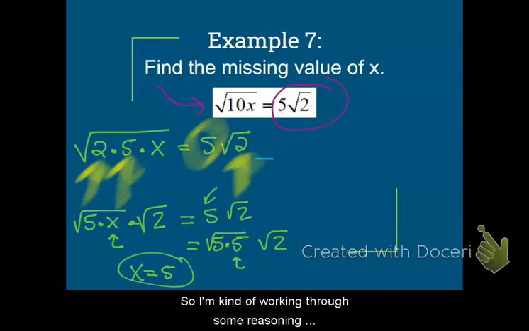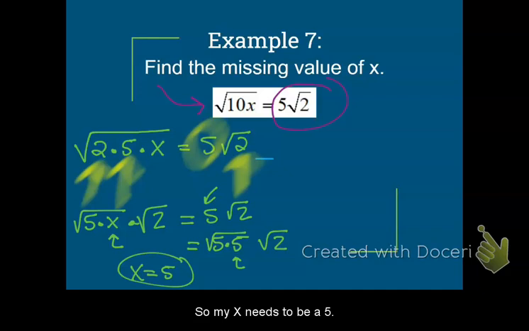So I'm working through some reasoning skills to figure out what must have been plugged in for that x to end up with that coefficient of 5 out front. So my x needs to be a 5.